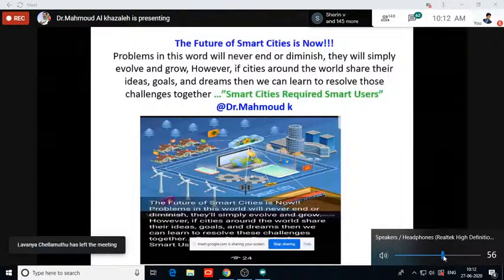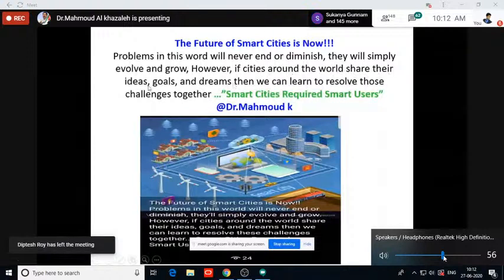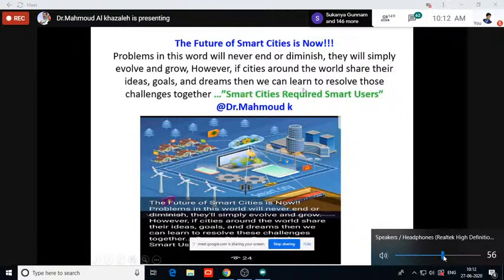I wrote this in my WhatsApp status a long time ago: the future of smart cities is now. Problems in this world will never end or diminish. They will simply evolve and grow. However, if cities around the world share their ideas, goals, and dreams, then we can learn to resolve these challenges together. Smart cities require smart users. It means even the users in the future should be trained how to use these technologies.